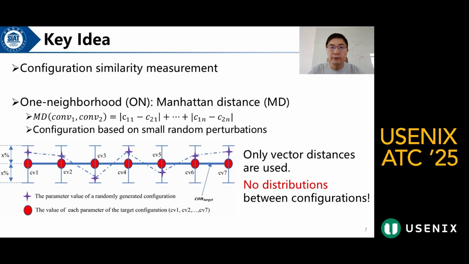The first intuitive measurement method is the one-neighborhood method. Essentially, one-neighborhood uses the Manhattan distance to capture the similarity between configuration vectors. The equation is as follows. It generates configurations according to a target configuration based on small random perturbations. Note that one-neighborhood only measures vector distances, and configuration distributions are not used for generation.